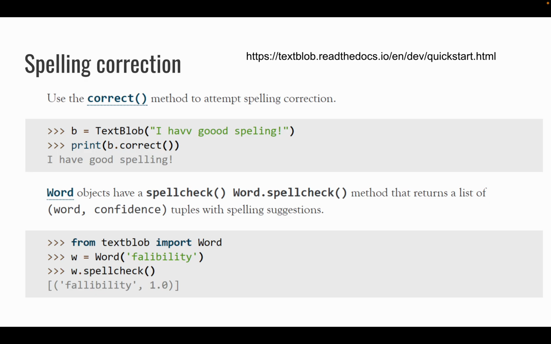Another thing you can do is spelling correction. So we can use the correct method to attempt spelling correction. We create a TextBlob object with a phrase that is misspelled, and then we call b.correct, and this will attempt to correct your spelling. Words also have a spellcheck method, which will return a list of spelling corrections as well as its confidence in those spelling corrections.